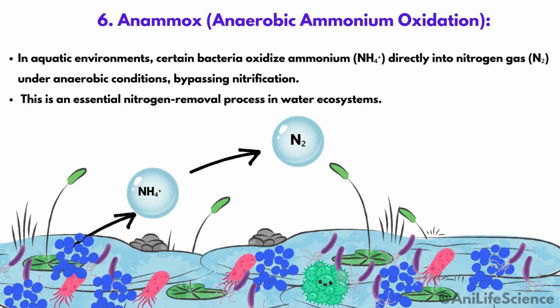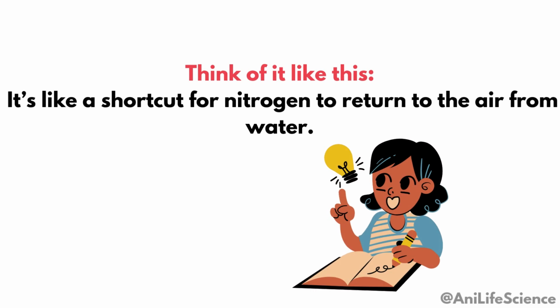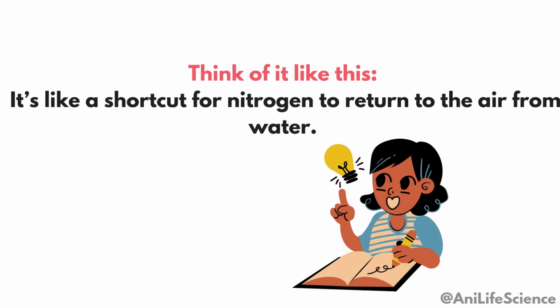Sixth. Anammox. What happens here? In places like ocean floors or wet sediments, bacteria directly turn ammonium into nitrogen gas without needing oxygen. Why is it important? This helps remove excess nitrogen from water ecosystems and prevents pollution. Think of it like this: it's like a shortcut for nitrogen to return to the air from water.